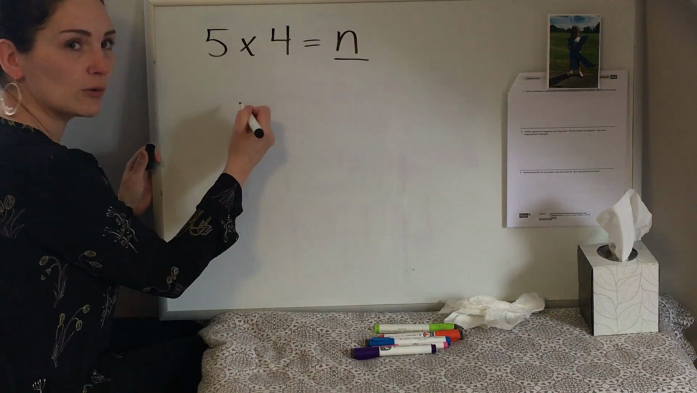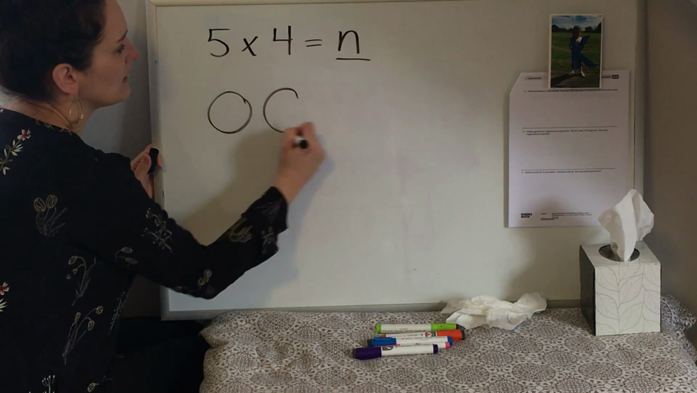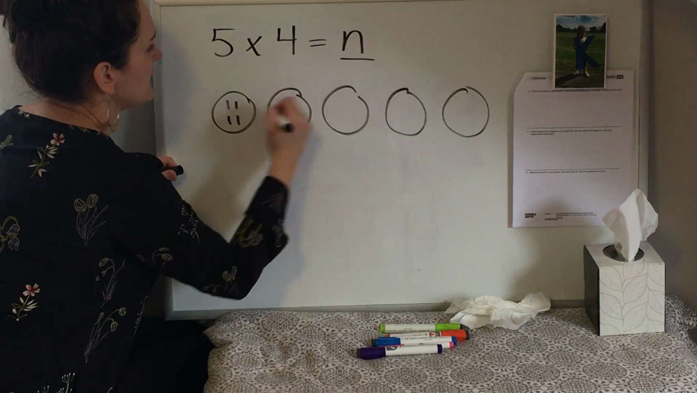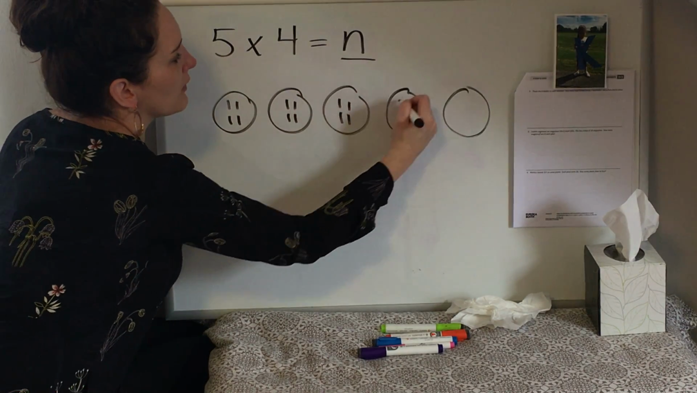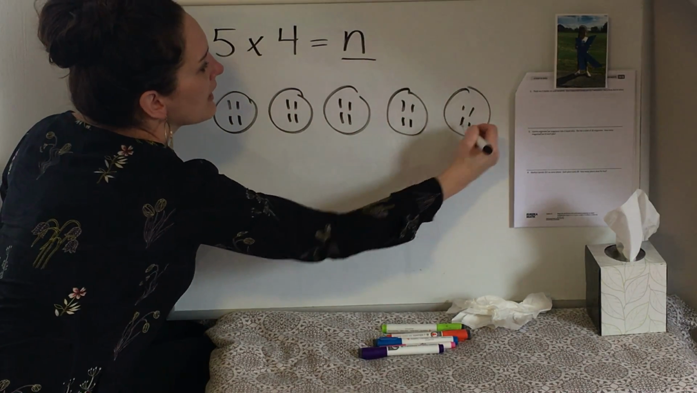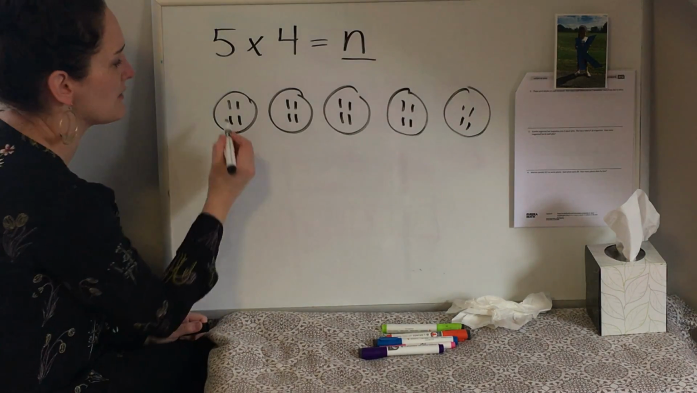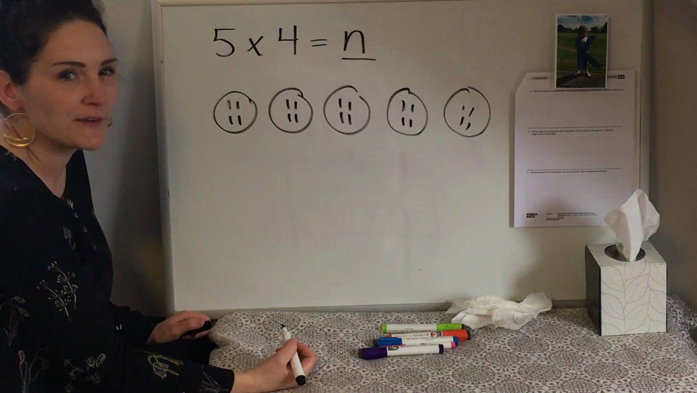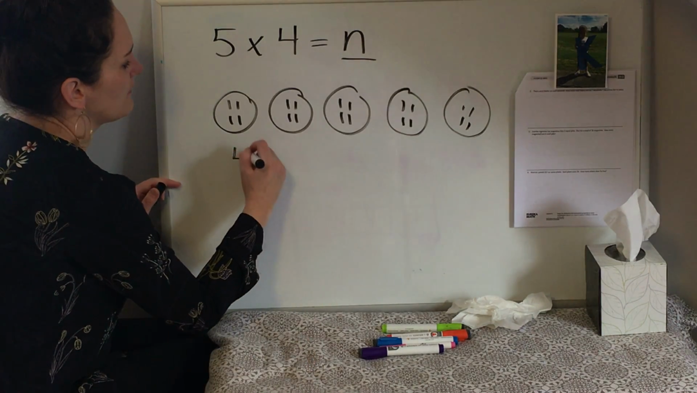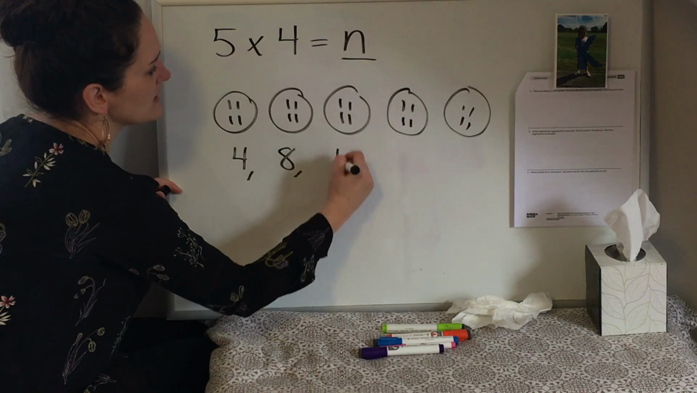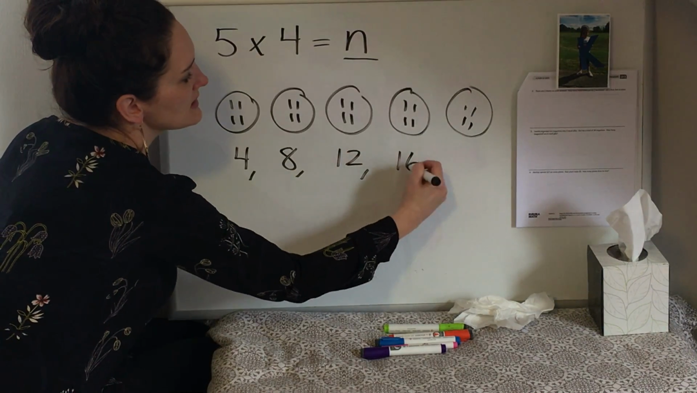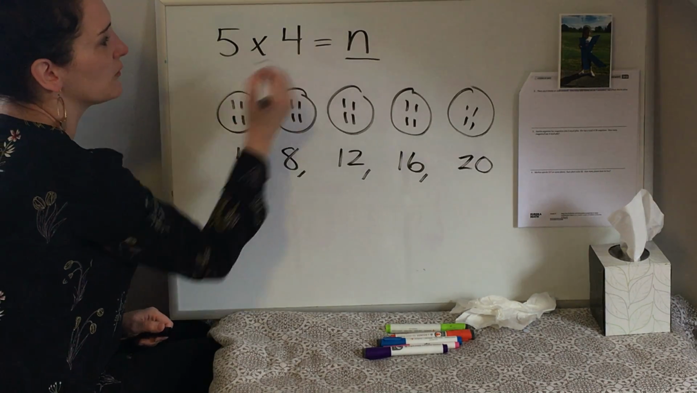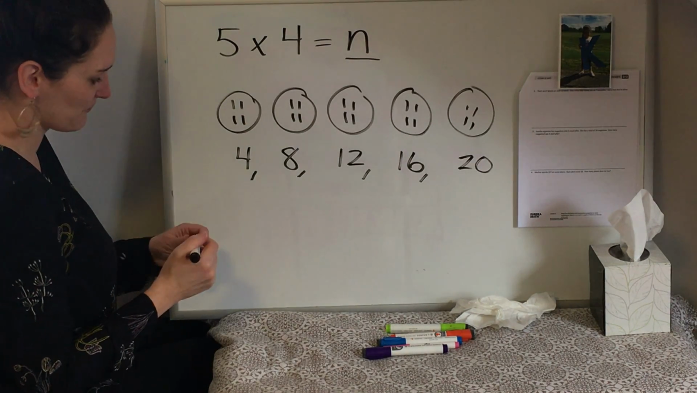Let's draw equal groups of 5 groups of 4. So here's my 5 groups, and in each group I'm going to put my 4 wheels. Then to figure out the total, you can either count up each individual tally, or to make it more efficient, you can skip count. 4, 8, 12, 16, 20. So 5 groups of 4 equals 20.